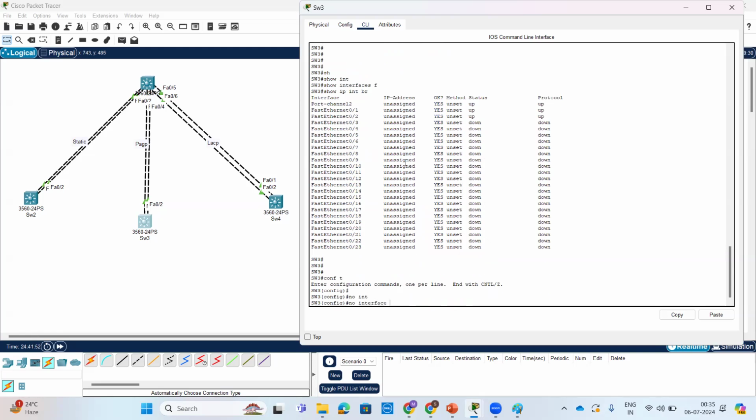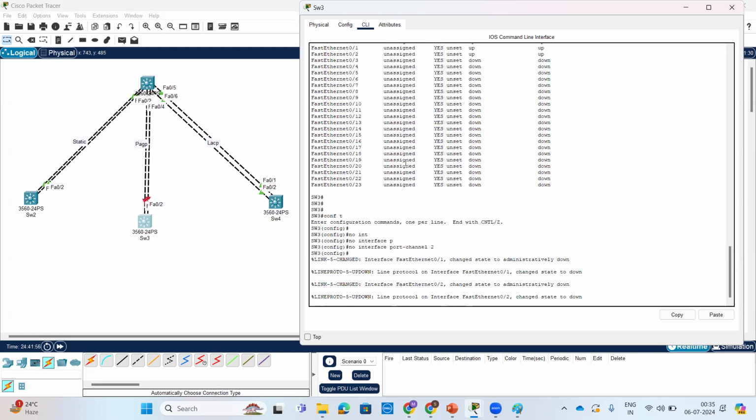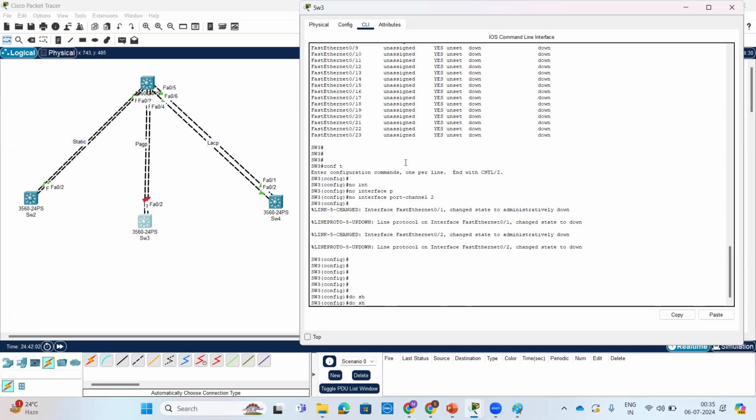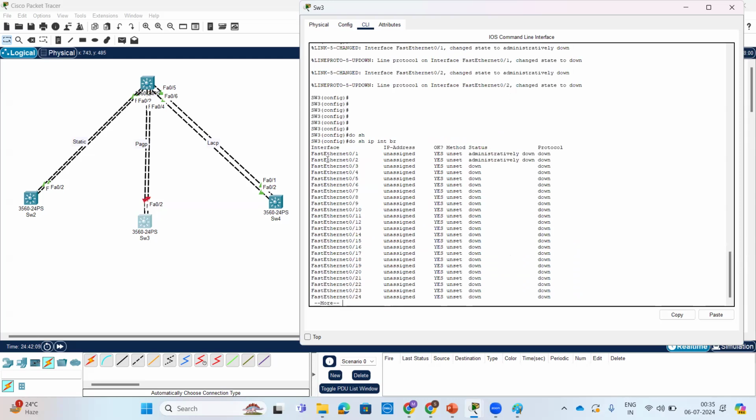No interface. Port channel 2. Now check. Do show IP. Yes, I have removed the port channel.